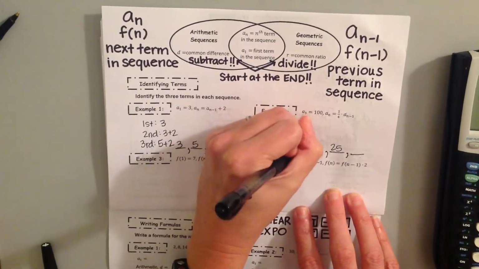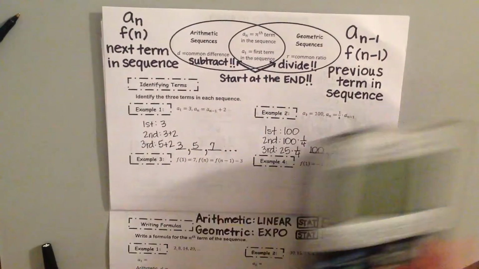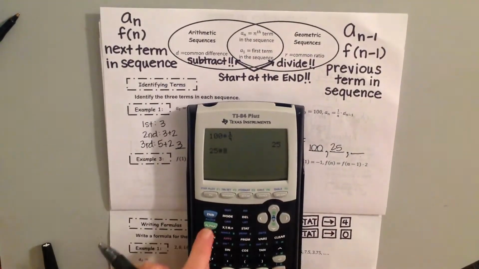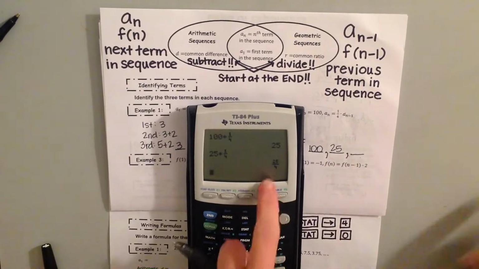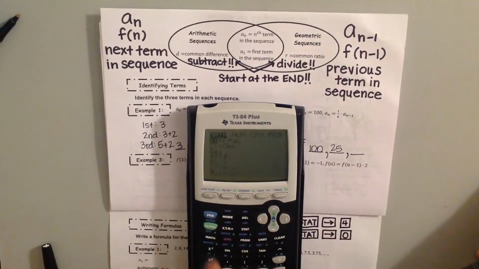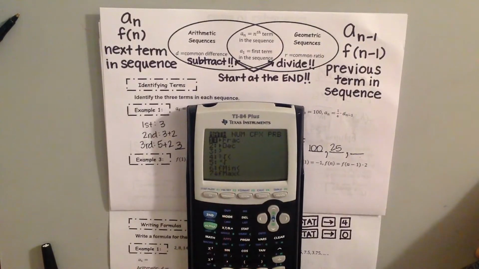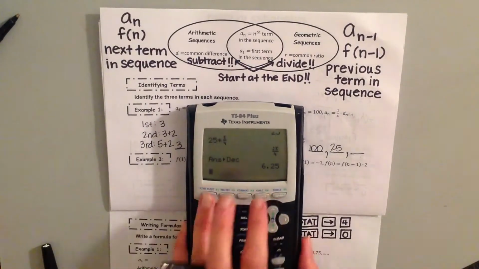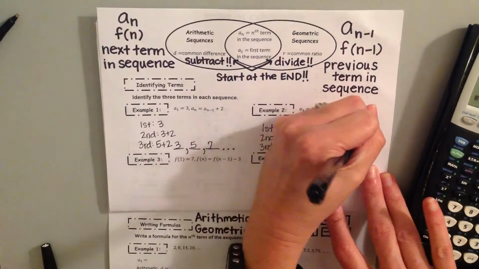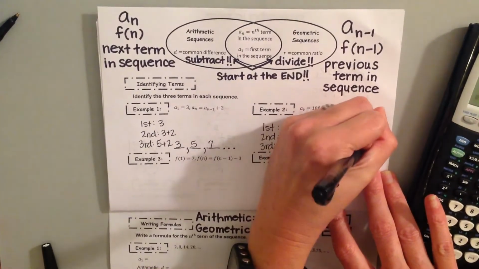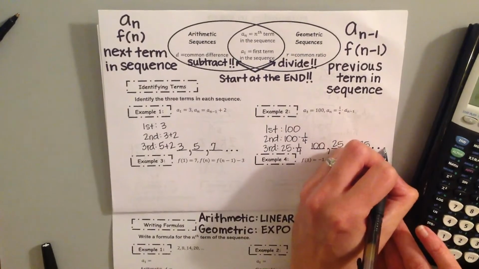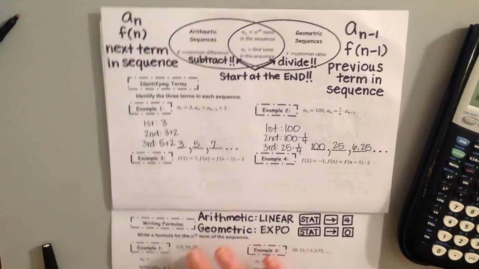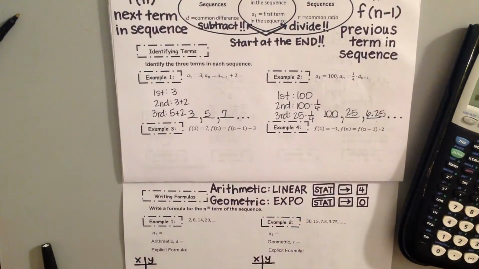And to find the third number, I would have to take the number before it, 25, and multiply by 1/4. So let's get my calculator. 25 times 1/4. And it gave it to me as a fraction, so I'm going to say math, make it a decimal, and that would be 6 and 25/100ths, or 6 1/4. 6.25. And of course that sequence could continue if I kept dividing by 4 or multiplying by 1/4.